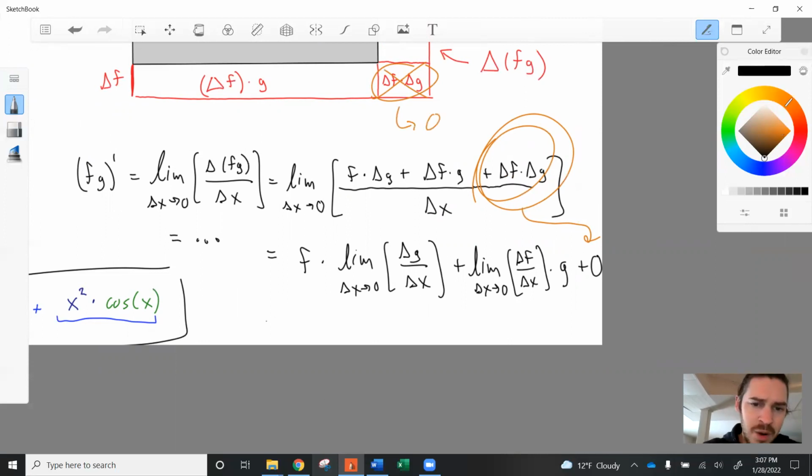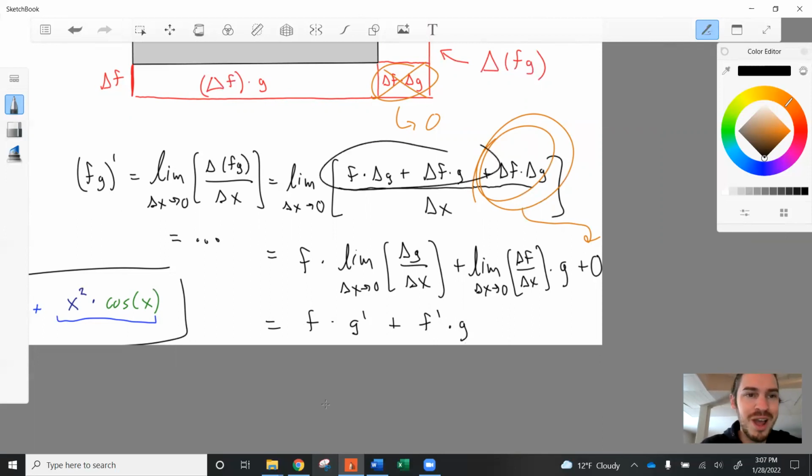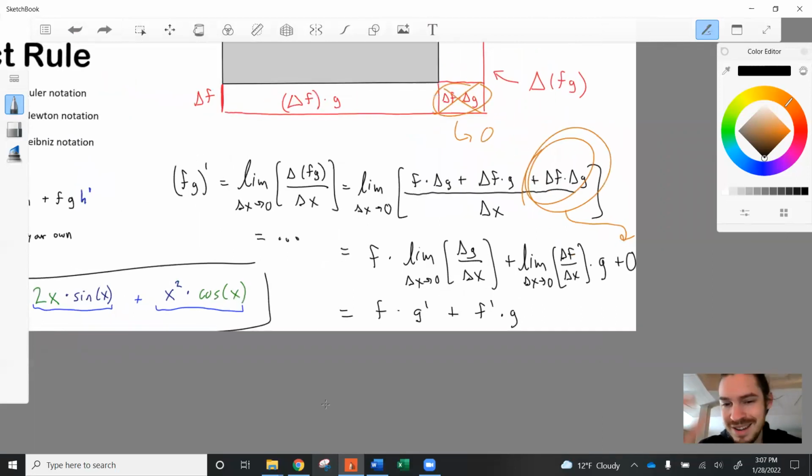And then you can see how this ends up being f times g prime plus f prime times g. Oh, and I did write it backwards. I was trying to write it in the same order, and I ended up writing it in the opposite order. No big deal. That's okay.